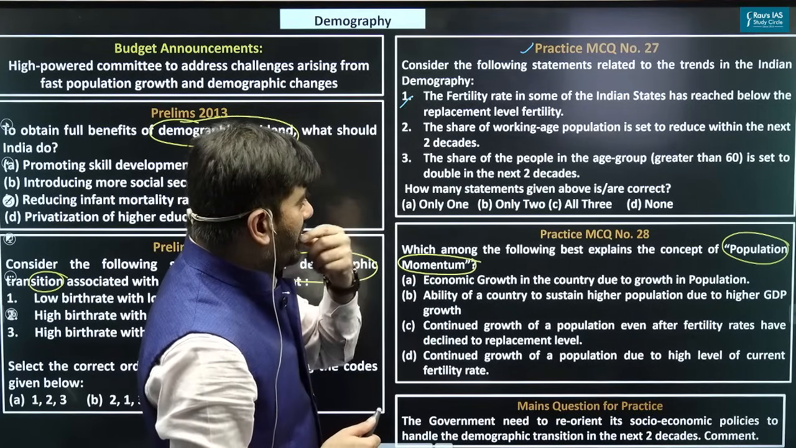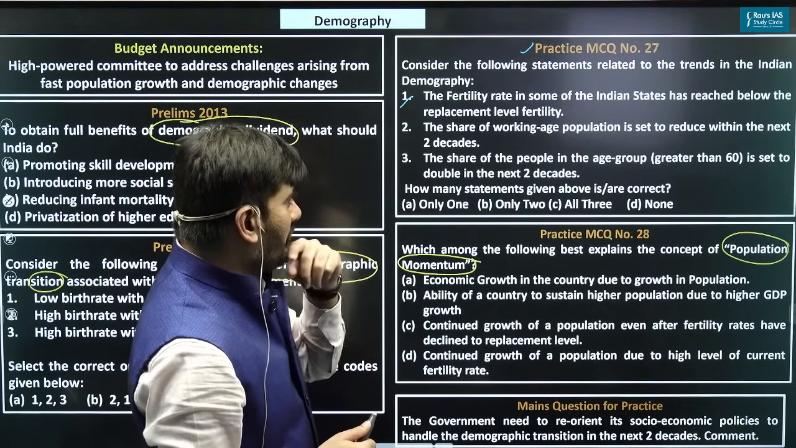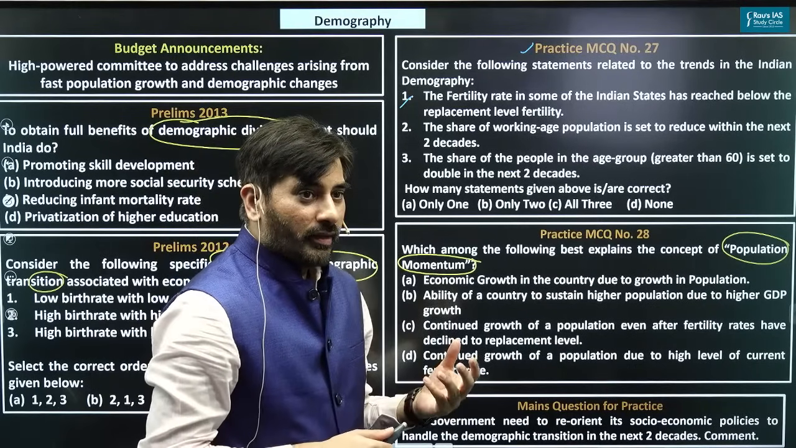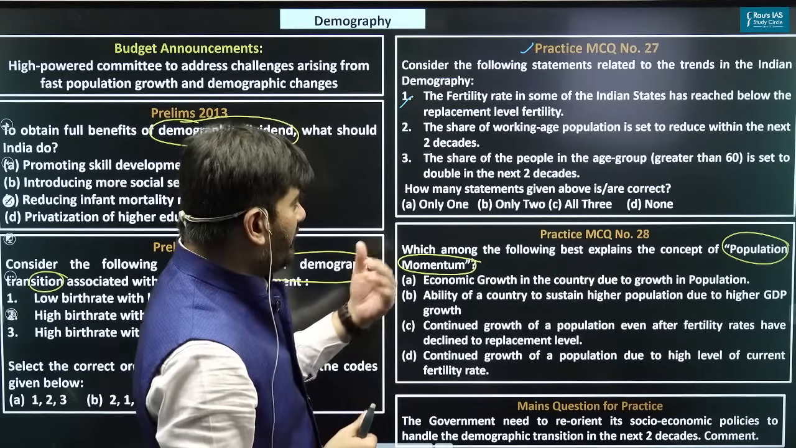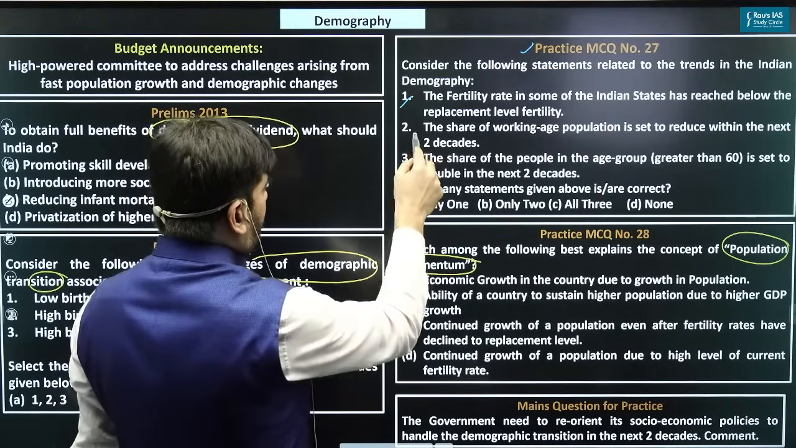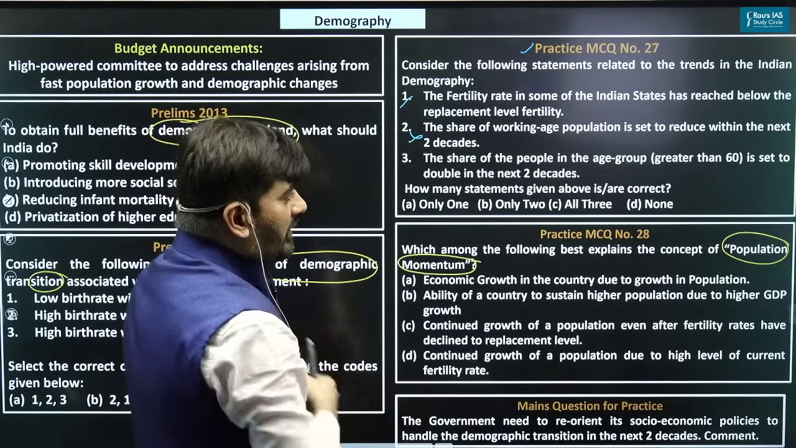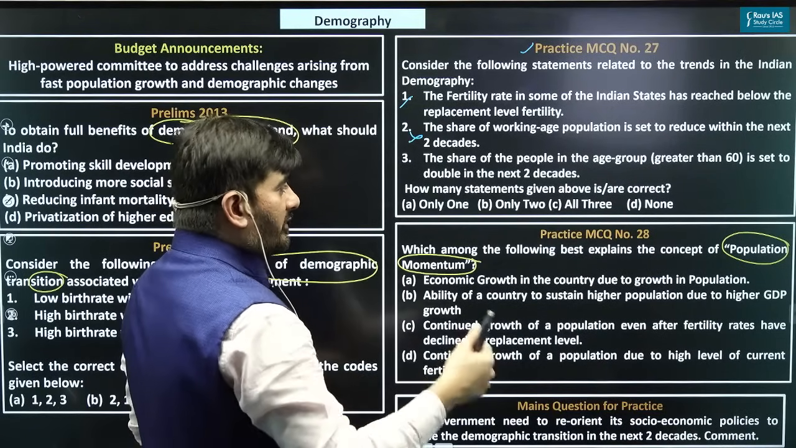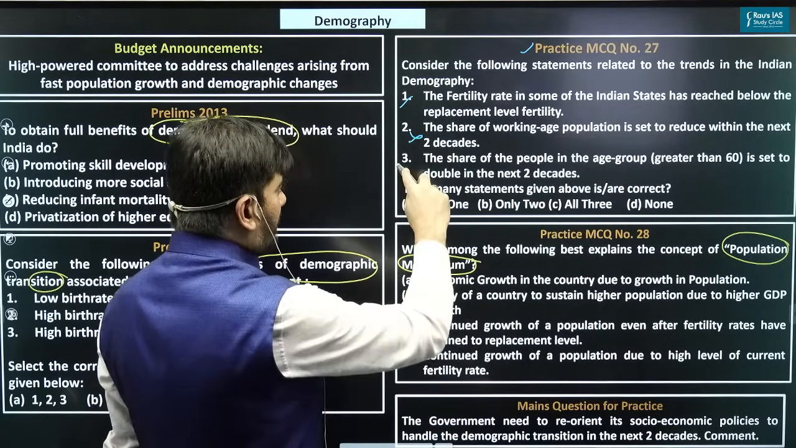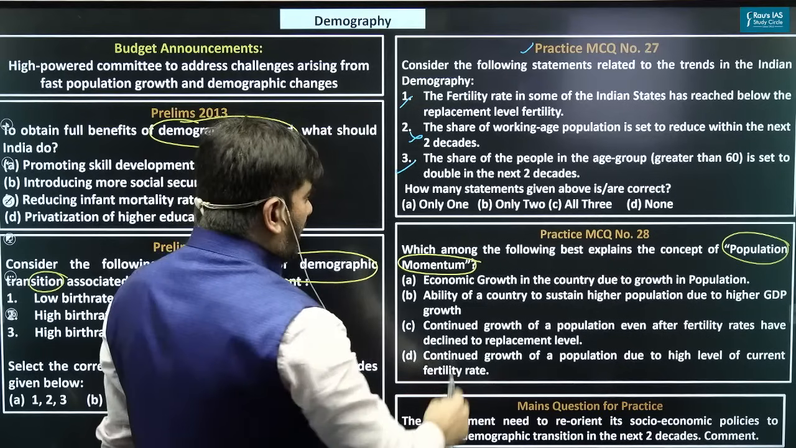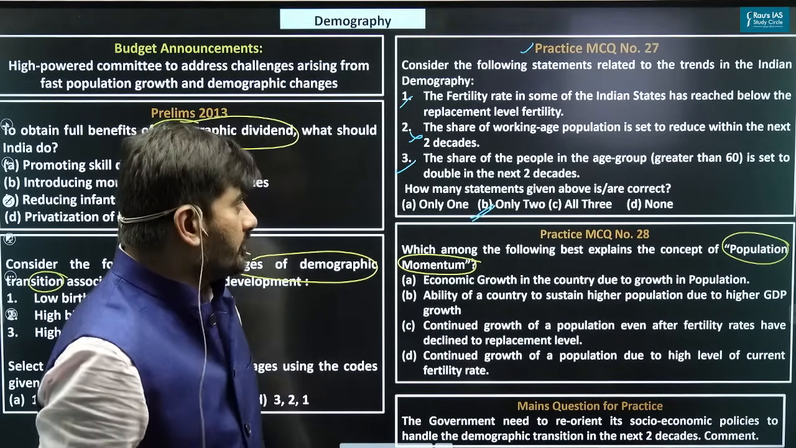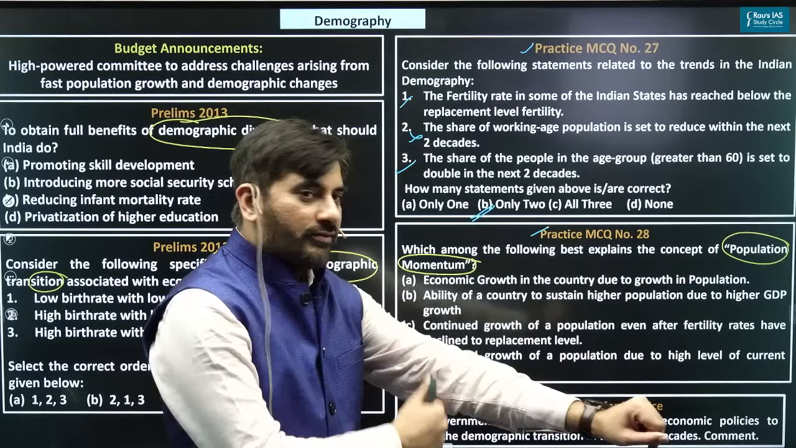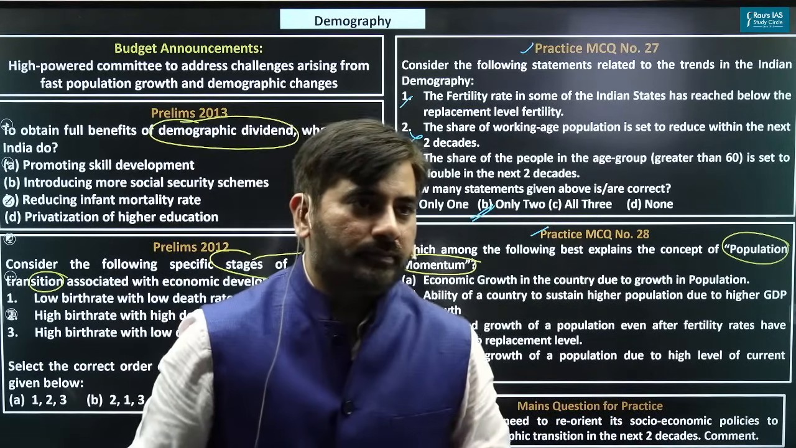The share of working age population is set to reduce within the next 2 decades. No. In the next 2 decades, the share of working age population is going to increase. The share of people in the age group greater than 60 is set to double in the next 2 decades. Yes. So that's why the right answer in this particular case is only 2. Have a look at practice question number 28, all of you.